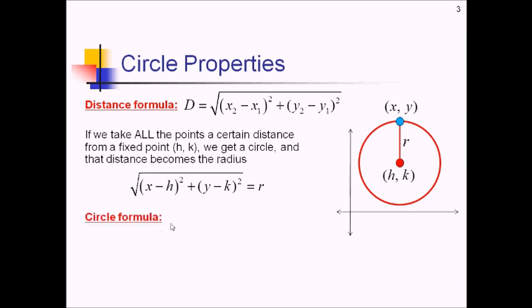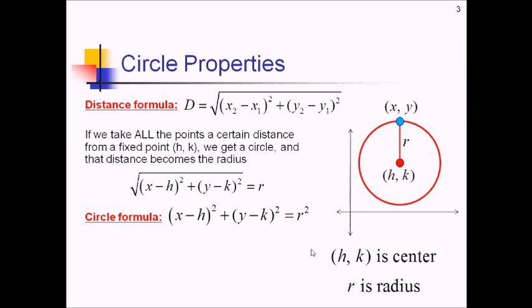The circle formula, you basically just get rid of the square root by squaring both sides, so we have all the stuff inside the square root equaling r squared. H, k is our center in this setup, and then r, whatever's being squared over here, turns out to be our radius. So that's our little intro on circles.